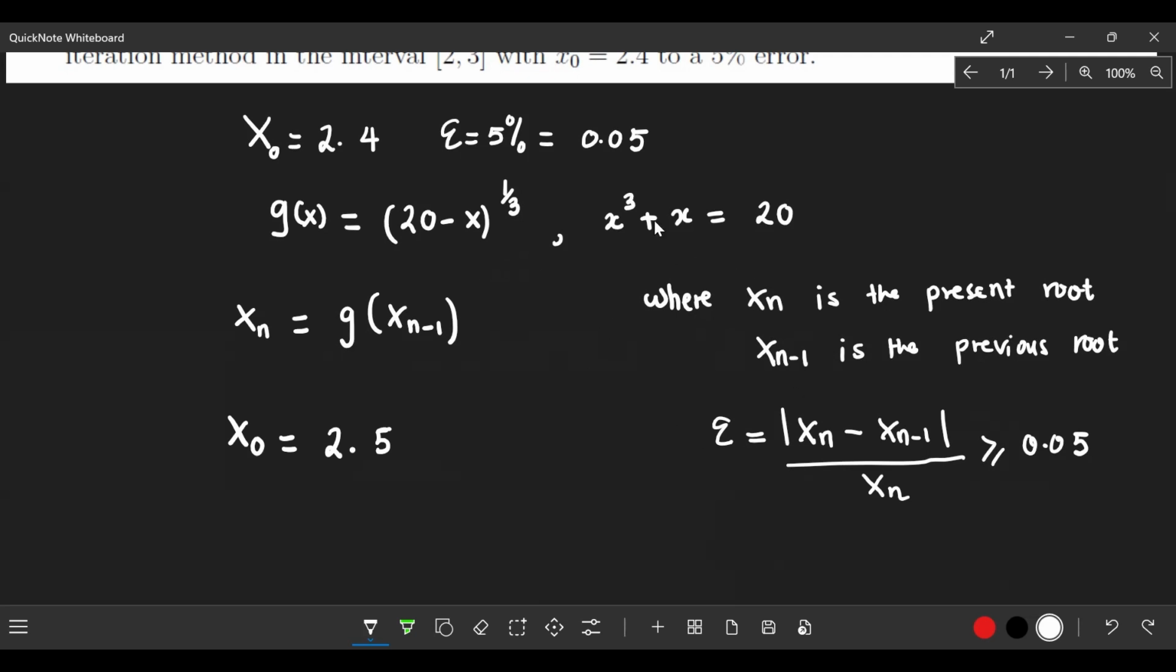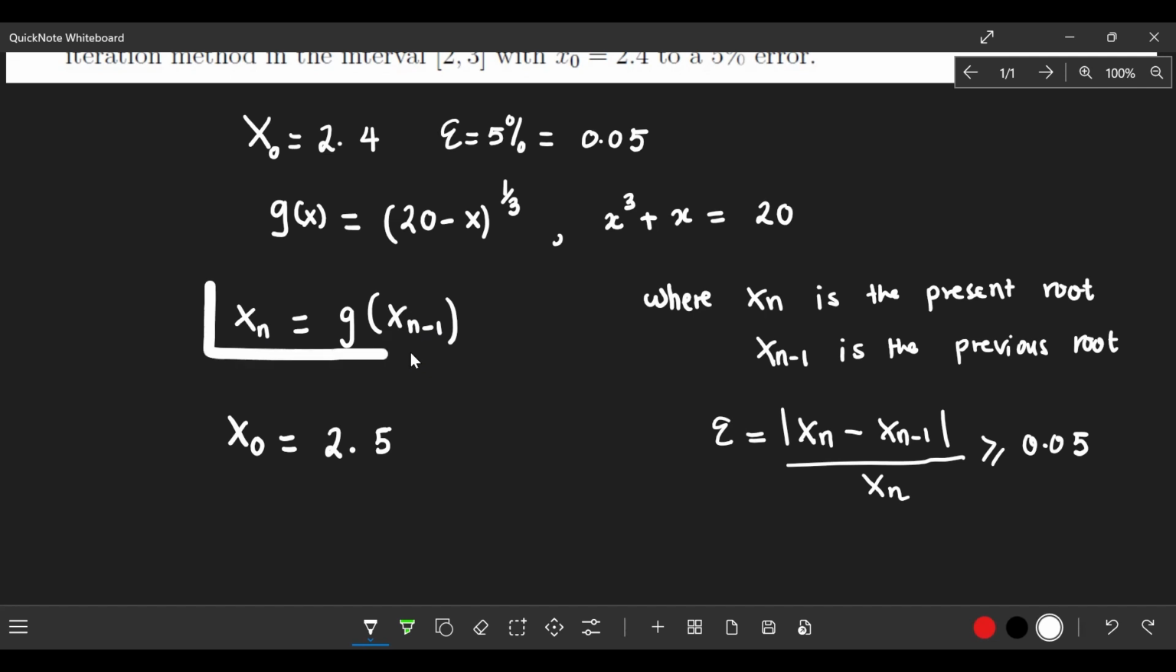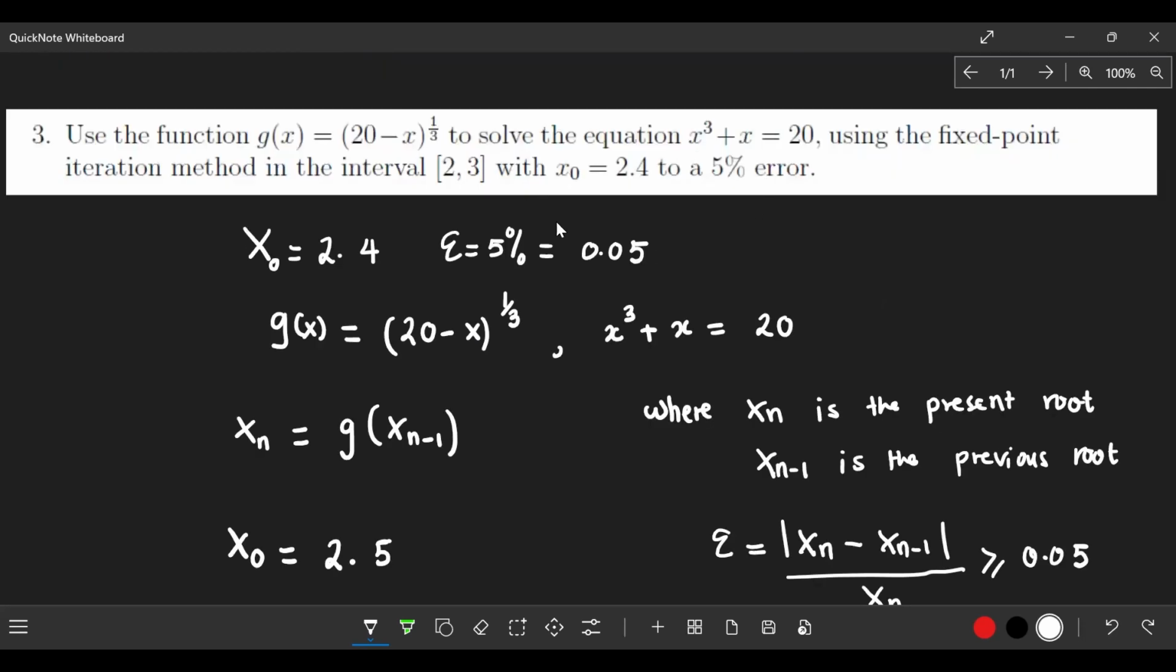So what I'm trying to say is, we are given the initial condition, we are given the function g of x, which is 20 minus x to the power 1 over 3. This function comes from the cubic function x cubed plus x equal to 20. Every time we do the iteration, this is the equation we use: to get the next root, you plug the previous value into the function. Remember, we are also given the stopping criteria, so we are told when we are supposed to stop.